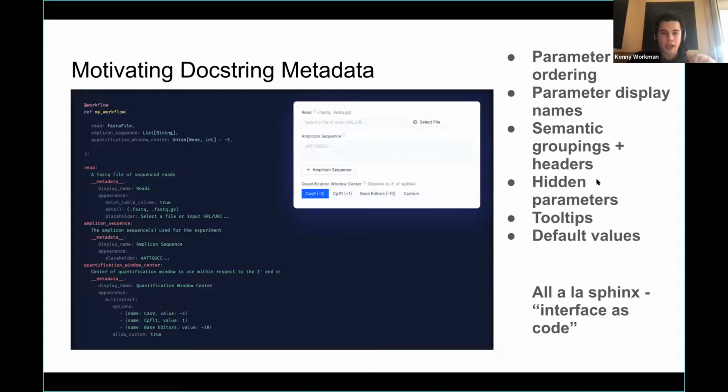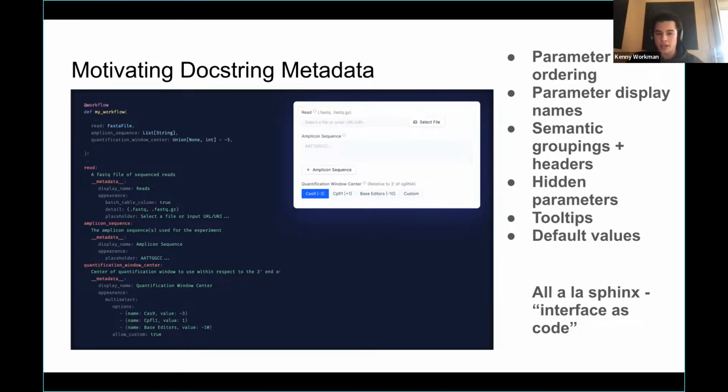Really quick, we also have Docstring metadata, and this allows us to define the layout, ordering, and display of a workflow interface completely in a function Docstring, borrowing from frameworks like Sphinx and how documentation is parsed from reStructuredText in those Docstrings. Everything from ordering to display names to groupings to hidden parameters to tooltips. Later, actually this week or next week, paired groupings of parameters that must have certain state in accordance with each other can be enforced in the Docstring of the workflow itself.